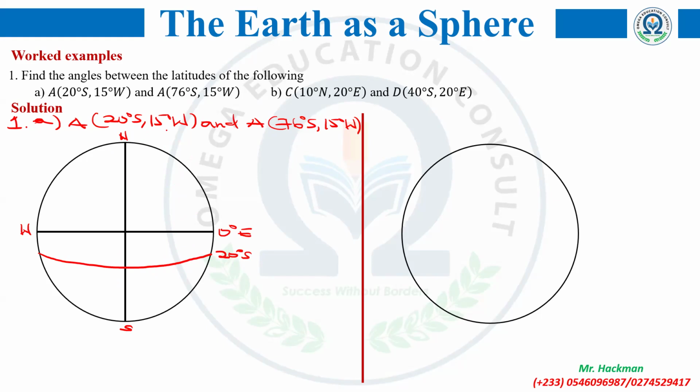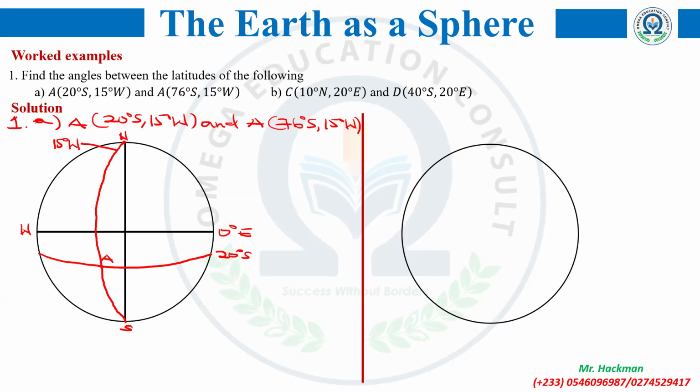And the longitude of A is 15 degrees west. So 15 degrees west, west is this, west of the meridian. So this is 15, and that gives us what? This is the 15 degrees west. Then this is where the point A will be. Do you agree? Where the latitude and the longitude meet, that's where the point A will be. What we did in lesson one. Now let's continue.